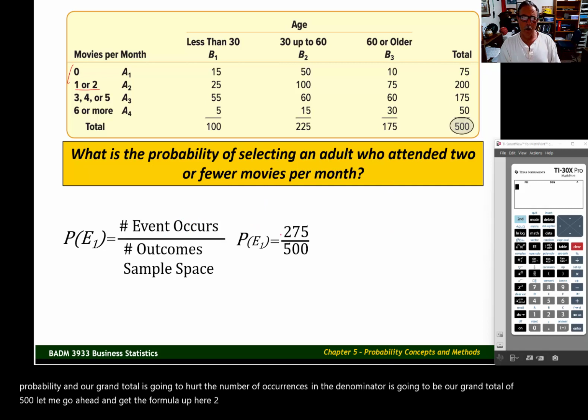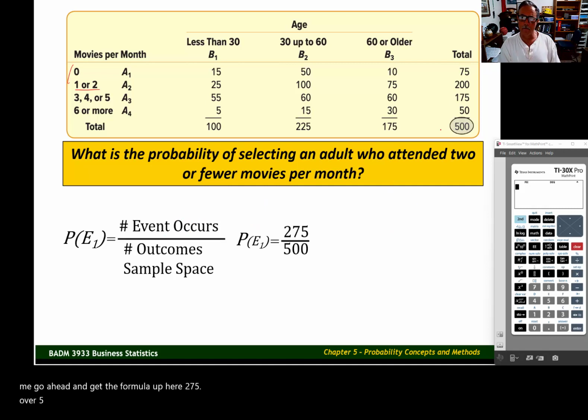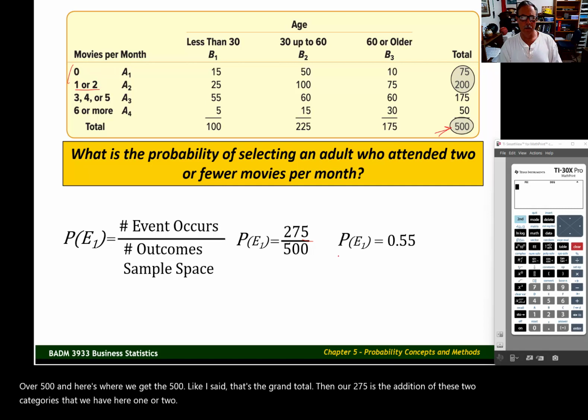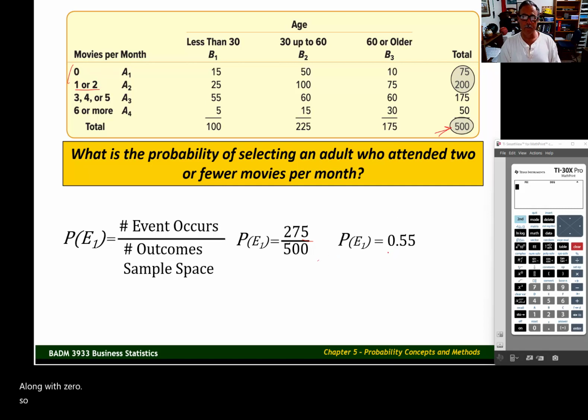Let me go ahead and get the formula up here. 275 over 500, and here's where we get the 500. Like I said, that's the grand total. Then our 275 is the addition of these two categories that we have here, 1 or 2 along with 0. So our probability here would be 55%. 55% probability that the adults surveyed saw 2 or fewer movies in the last month.